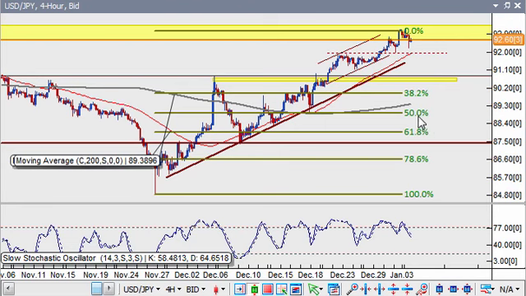Alright, so for now, we anticipate the correction, but we need some more detail as to whether this will be an extended one or a short one with the possibility of continual breakout.